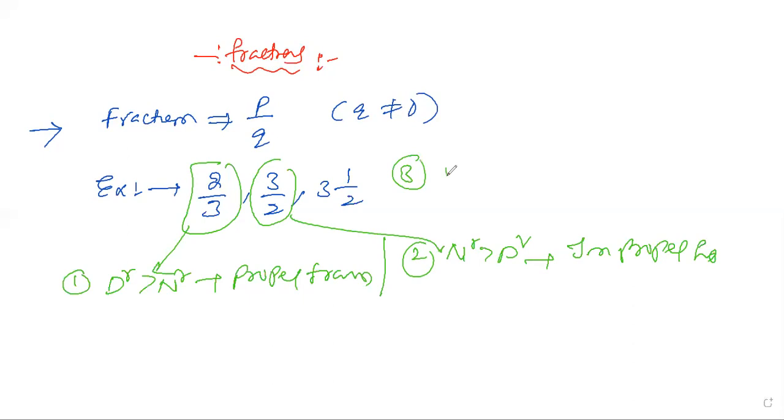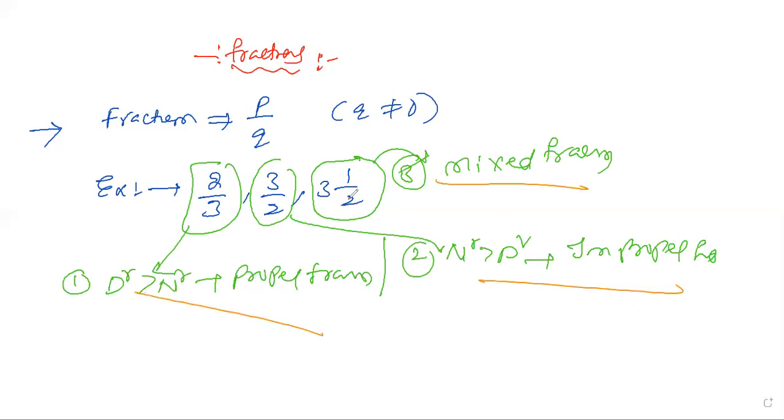The third one is mixed fraction. A mixed fraction is like this: 3 1 by 2, 3 and a half, 4 and a half. This comes under a mixed fraction. So there are three different types of fractions: proper, improper, and mixed fraction. Next, we can convert a mixed fraction into an improper fraction. How can we do it?